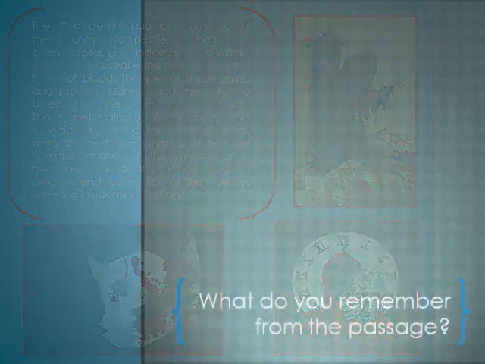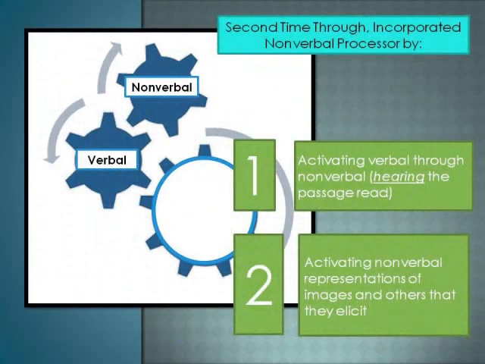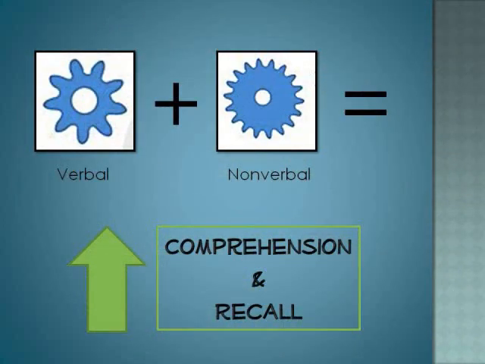Do you have a clearer sense about what the passage was about? This is because your brain used both processors to encode the passage the second time around. The oral presentation of the text used your nonverbal processor to activate your verbal one as it simultaneously processed the images. With the two processors working together, your brain created representations of the bubonic plague, both verbally and nonverbally.